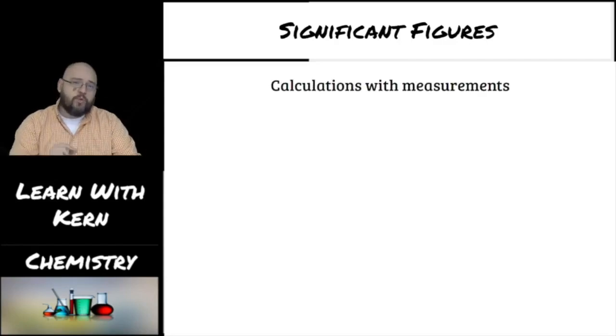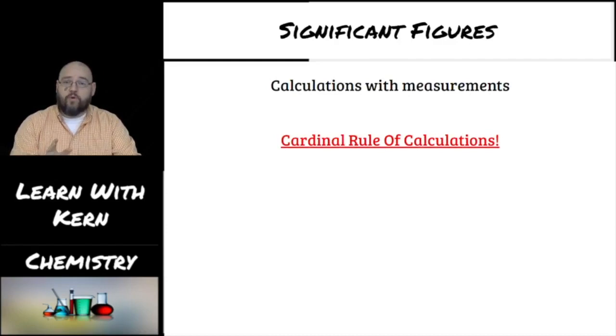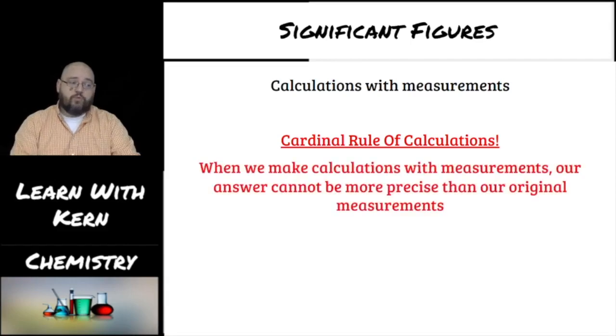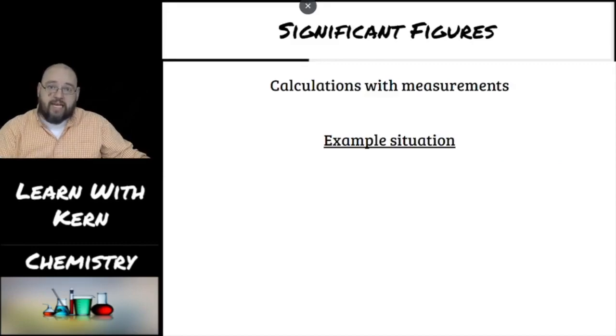Now, when you're doing calculations with measurements, you have to account for the significant figures. You have to account for that precision. So the cardinal rule, the most important rule of calculations when you're dealing with significant figures, is that when we make calculations with measurements, our answer cannot be more precise than our original measurements. So let's look at an example situation.